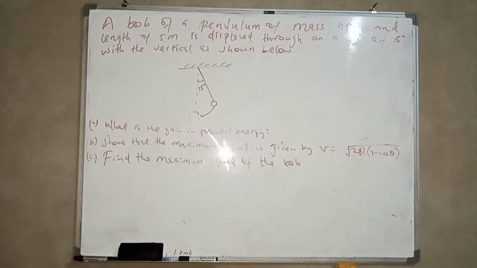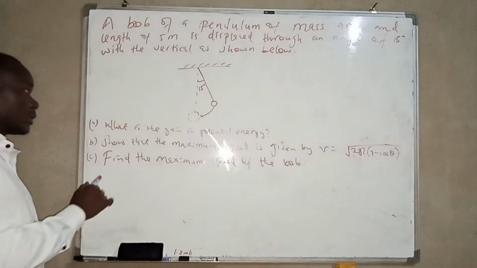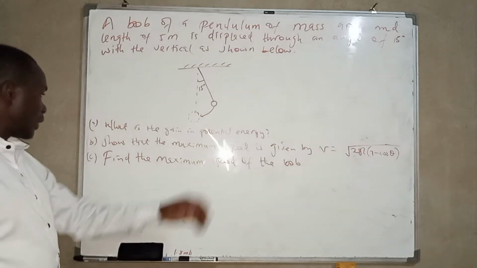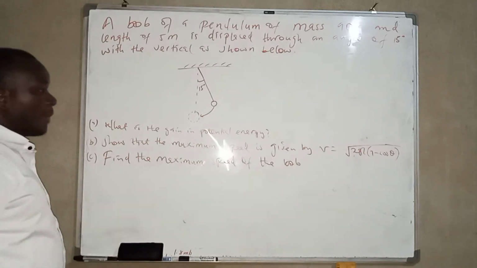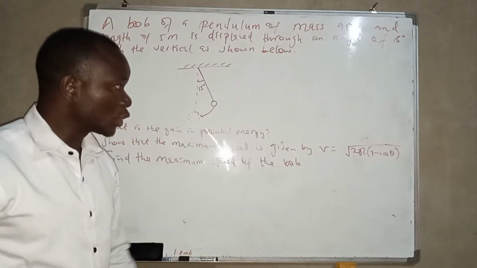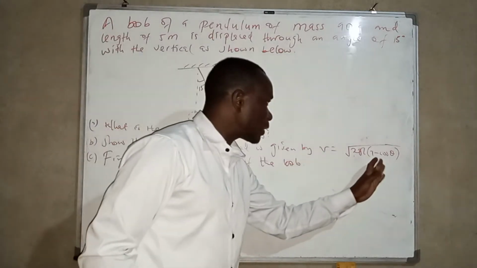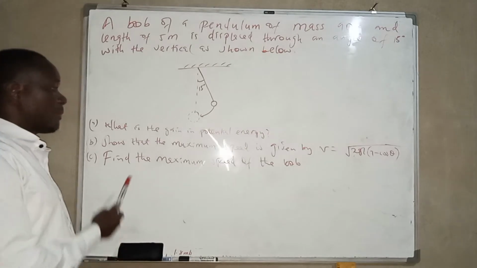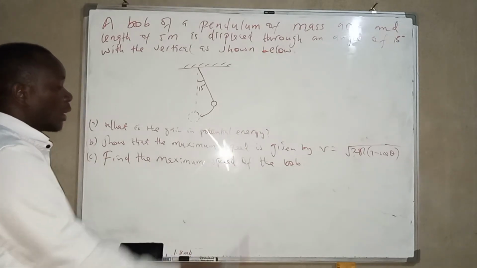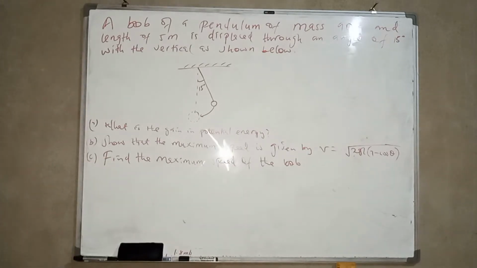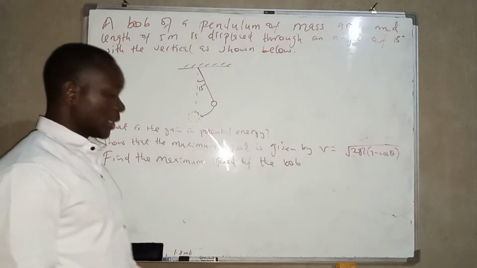Now the first question that we are told to find is, what's the gain in potential energy? Then, show that the maximum speed is given by v equals the square root of 2gl(1 minus cos theta). Then, find the maximum speed of the bob. So this is the question that we're going to consider. Without wasting much time, let us discuss.